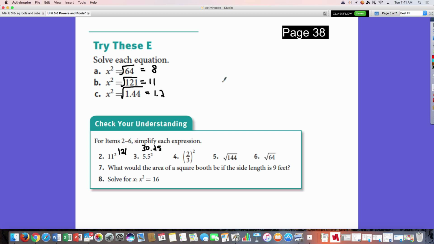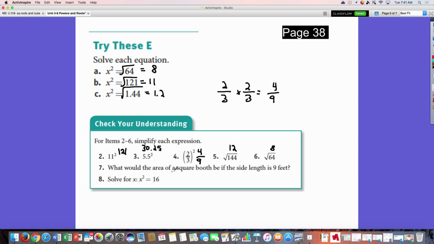I'm going to do this fraction one up here. Remember, quick review, when we multiply fractions, we go straight across. 2 times 2 is 4. 3 times 3 is 9. So 2/3 squared is 4/9. Square root of 144, 12. Square root of 64 is 8.